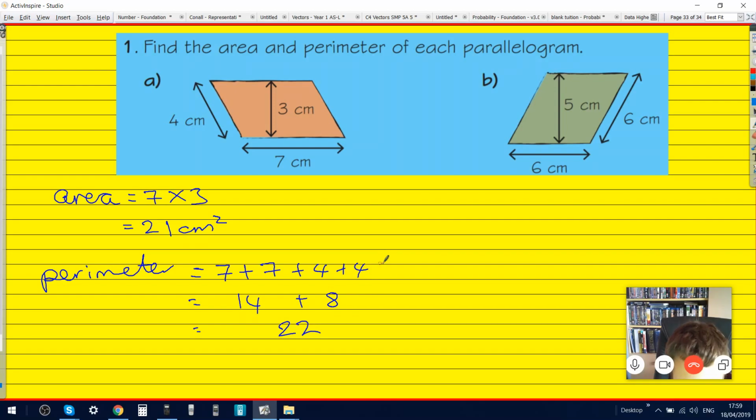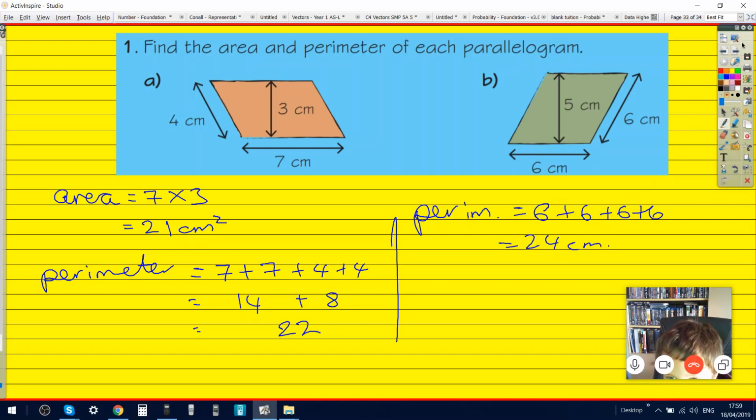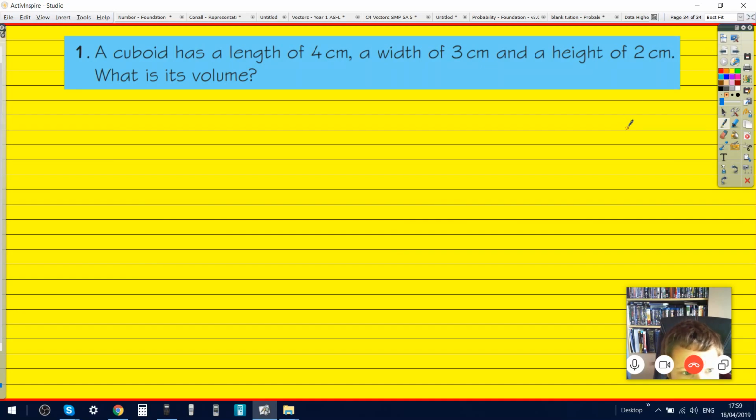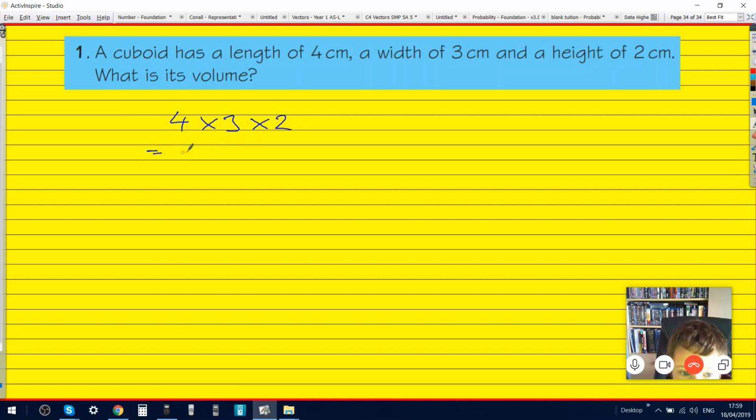Well done. What is the perimeter for the one on the right? It's 6 plus 6 plus 6 plus 6, which is 24. Well done. And how about this one? The cuboid has a length of 4 centimeters, a width of 3 centimeters, and a height of 2 centimeters. What is its volume? So we will need to do 4 times 3 times 2. So 4 times 3 is 12, and 12 times 2 is 24. And so that's 24 centimeters cubed.